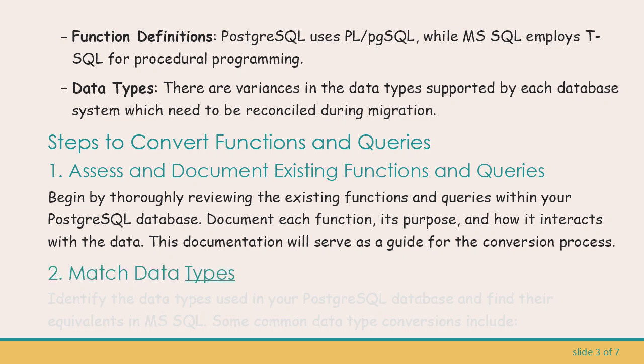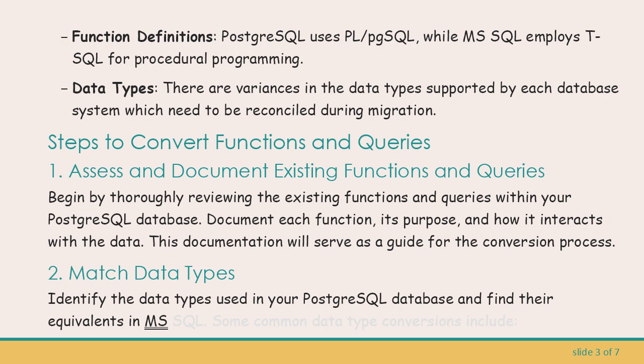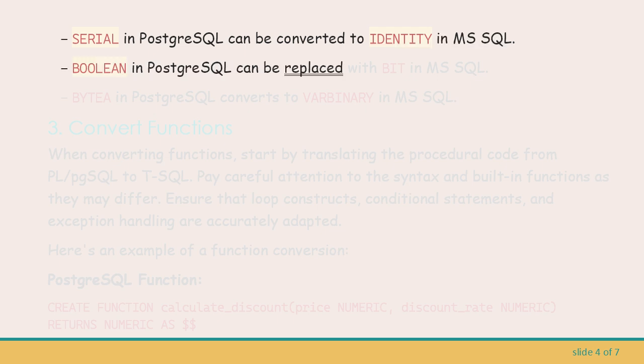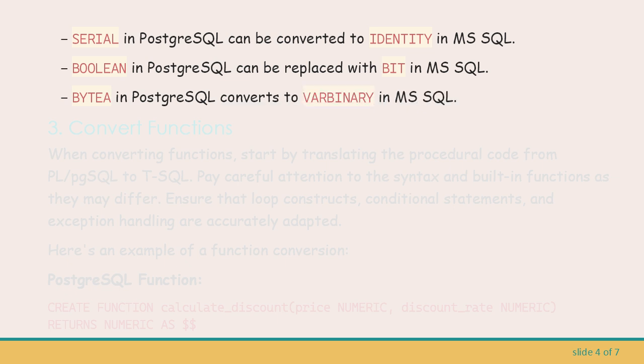2. Match data types. Identify the data types used in your PostgreSQL database and find their equivalents in MS SQL. Some common data type conversions include: serial in PostgreSQL can be converted to identity in MS SQL. Boolean in PostgreSQL can be replaced with bit in MS SQL. Bytea in PostgreSQL converts to varbinary in MS SQL.